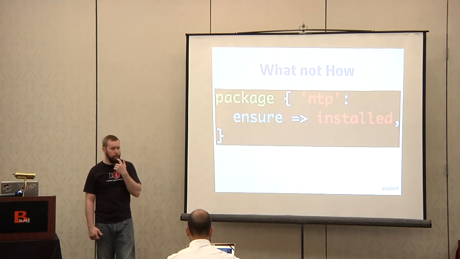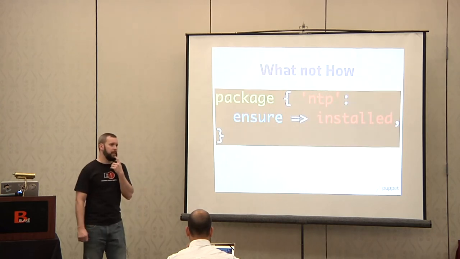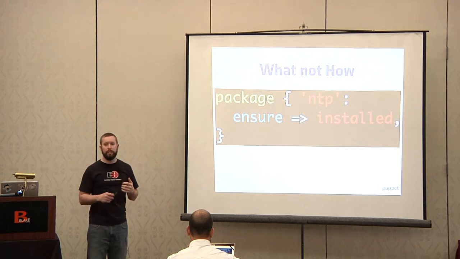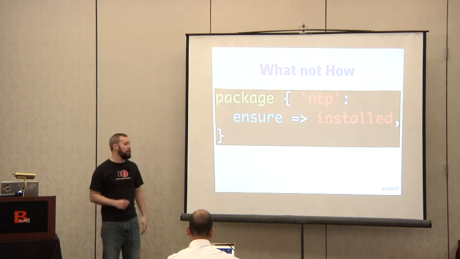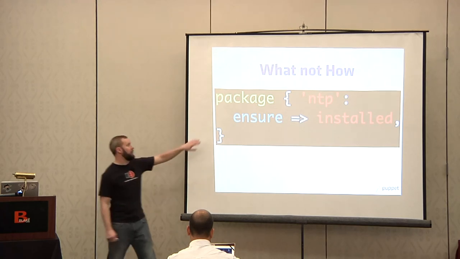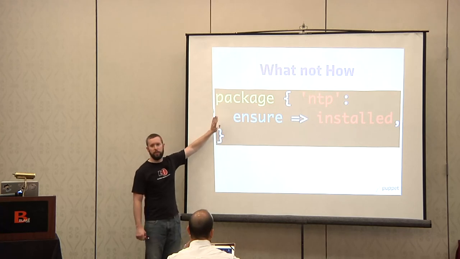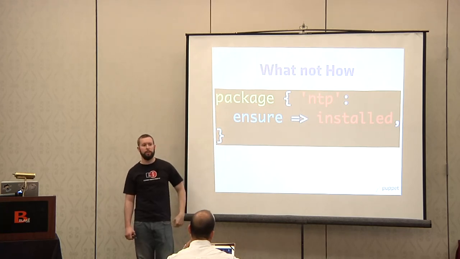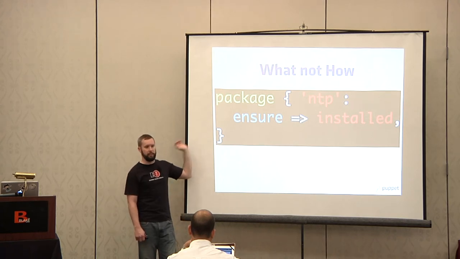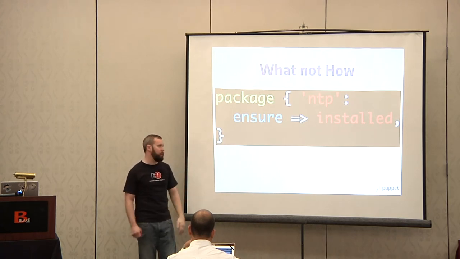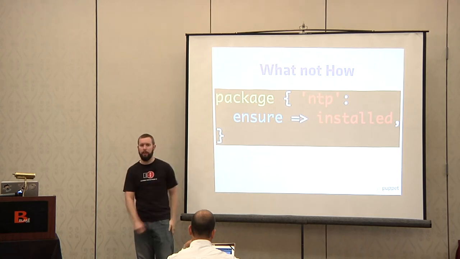This is what really got me interested in Puppet, is that we get to talk about the what and not the how. So notice here I'm saying package NTP ensure installed. So I've got a resource, which is some abstraction. Notice I'm not saying use apt or yum or pkg add or something. I'm just saying there's some abstraction called a package, like we all know what that is. It's got a name, and I want to ensure that it's there.